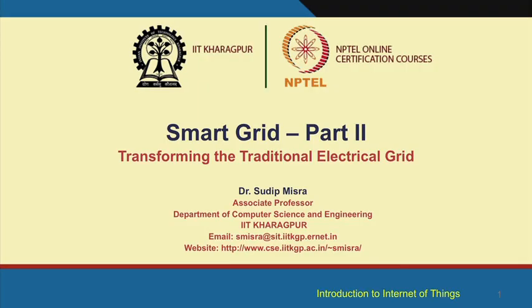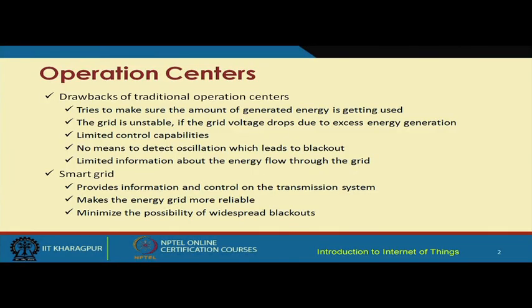So, we will start with the operation center. There are different drawbacks of the traditional operation center. For example, traditionally these operation centers try to make sure that the amount of generated energy is getting used. The grid is unstable if the grid voltage drops due to excess energy generation. There are limited control capabilities and there is no means to detect oscillation which leads to blackout. And there is limited information about the energy flow through the grid.